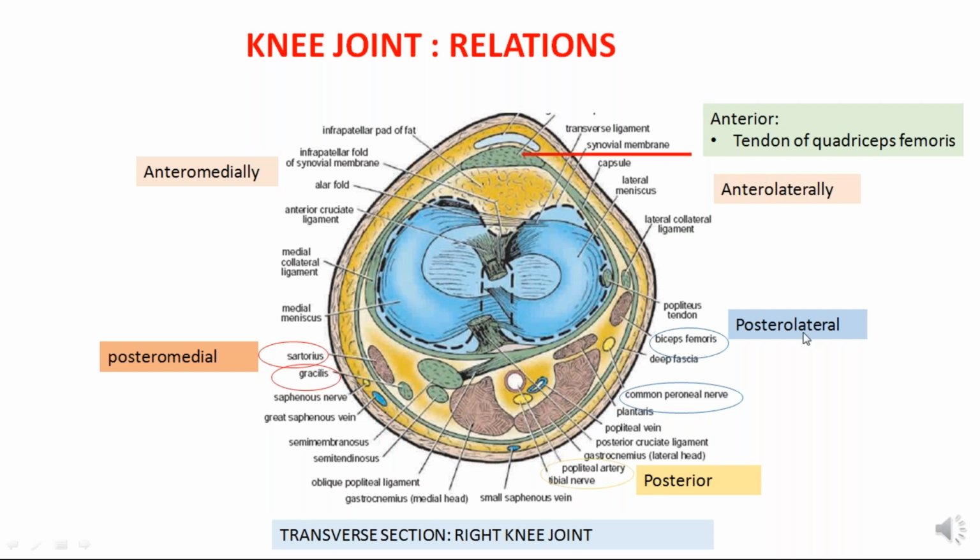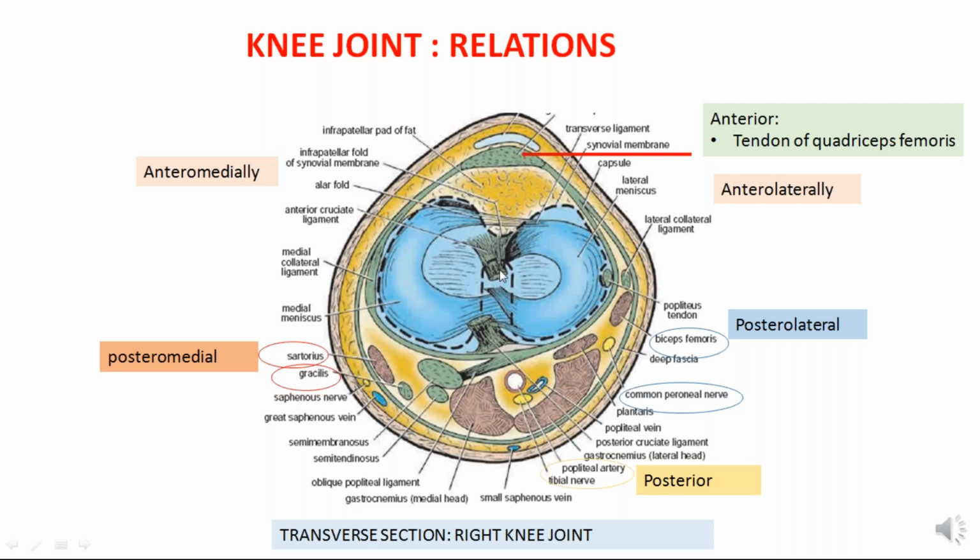Yes, with the shape of the lateral meniscus, you can make out this is the lateral side, and this is the medial meniscus, so this is the medial side. Now just revising all the structures together, this was the ligamentum patella, the posterior cruciate and the anterior cruciate ligaments.